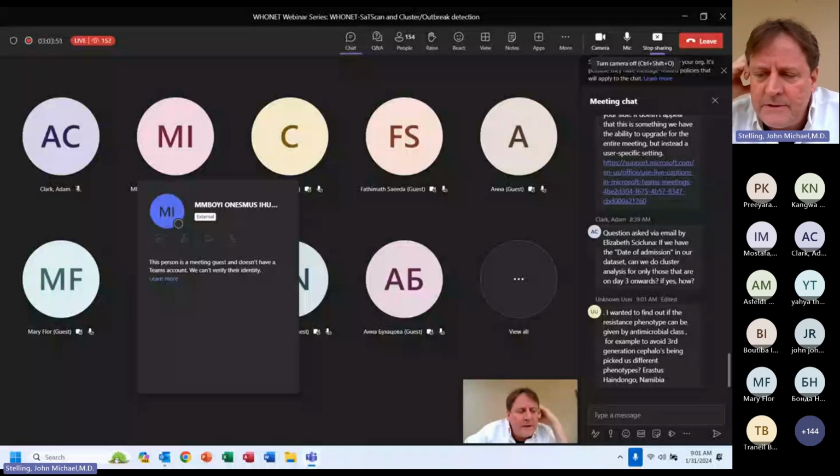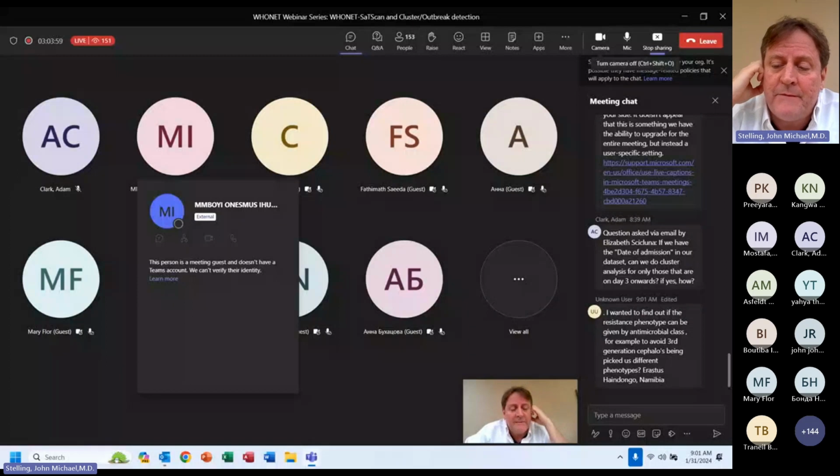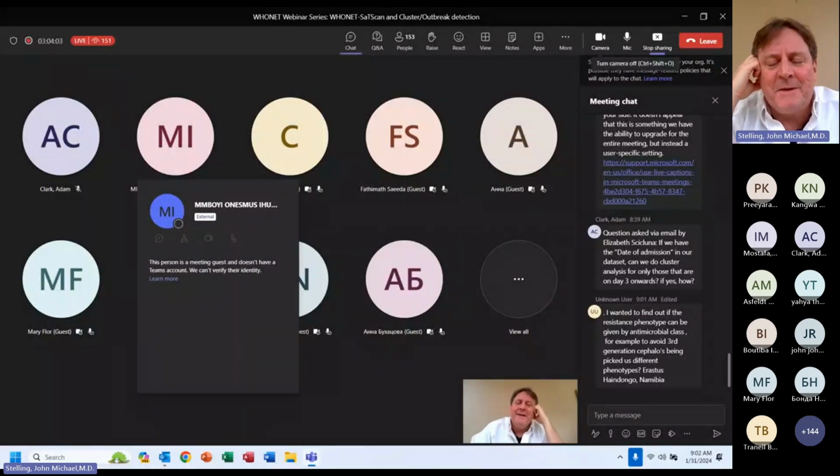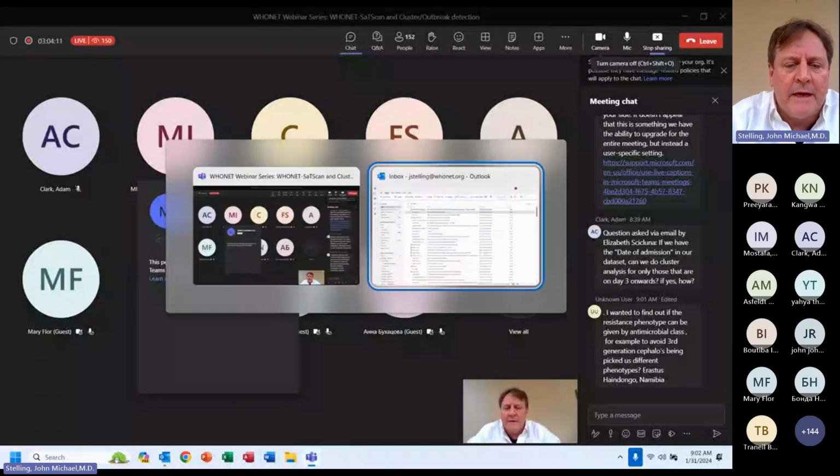Another question: I wanted to find out if the resistance phenotype can be given by class, for example, 3rd-generation cephalosporins being picked up by different phenotypes. It's something that's partially implemented in WHONET. Some of our analyses look at the ATC class or the WHONET subclass. I can show an example of that.